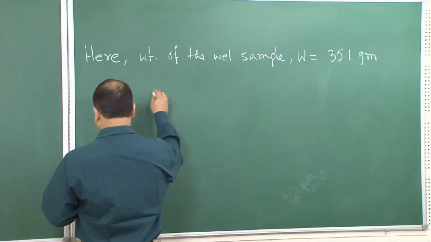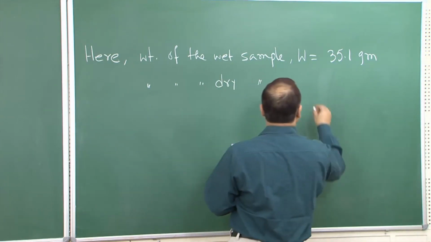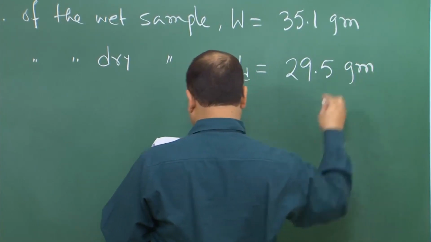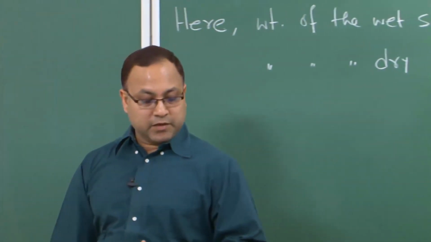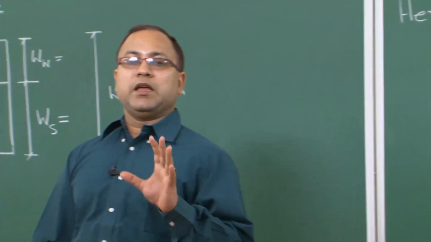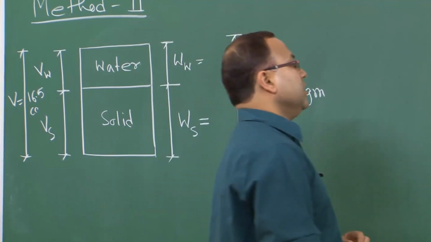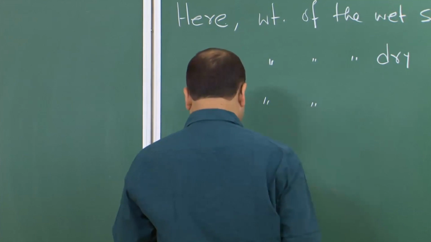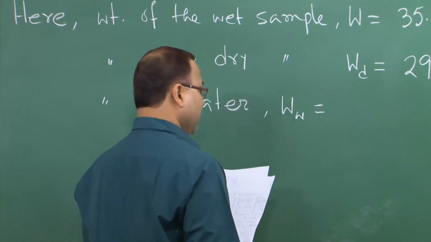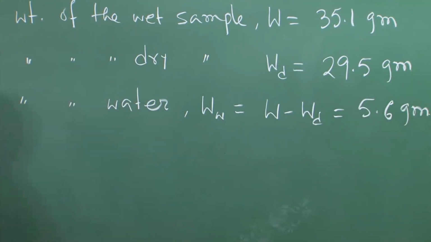Then the weight of the dry sample, which is nothing but WD, is your 29.5 gram, as it is given in the problem itself. On oven drying, the weight of the sample reduces to 29.5 gram. That means whatever water was there in the sample has been evaporated and removed from the sample, and ultimately you have got the dry weight of the sample WD equal to 29.5 gram. So, the weight of water which was present in the sample, which was nothing but WW, is 5.6 gram. Let us complete the phase diagram then.